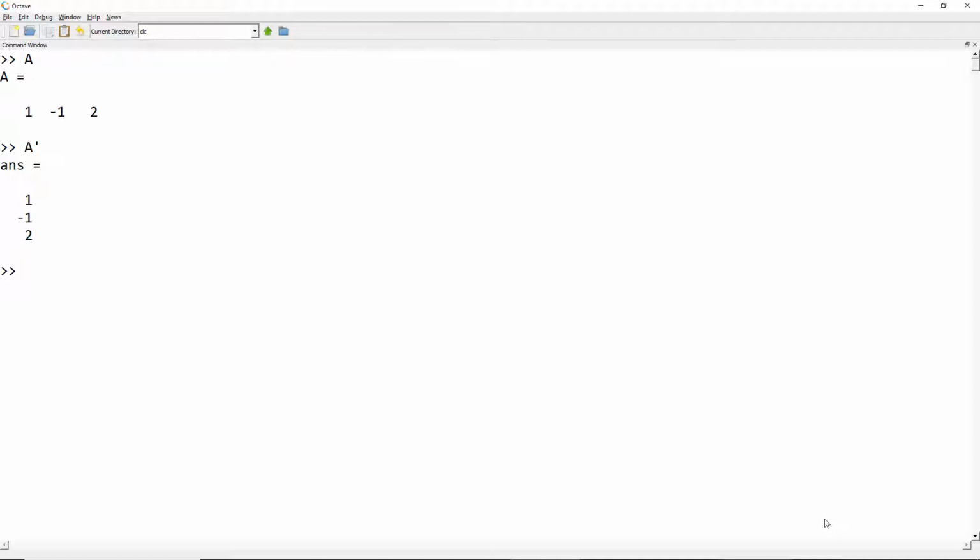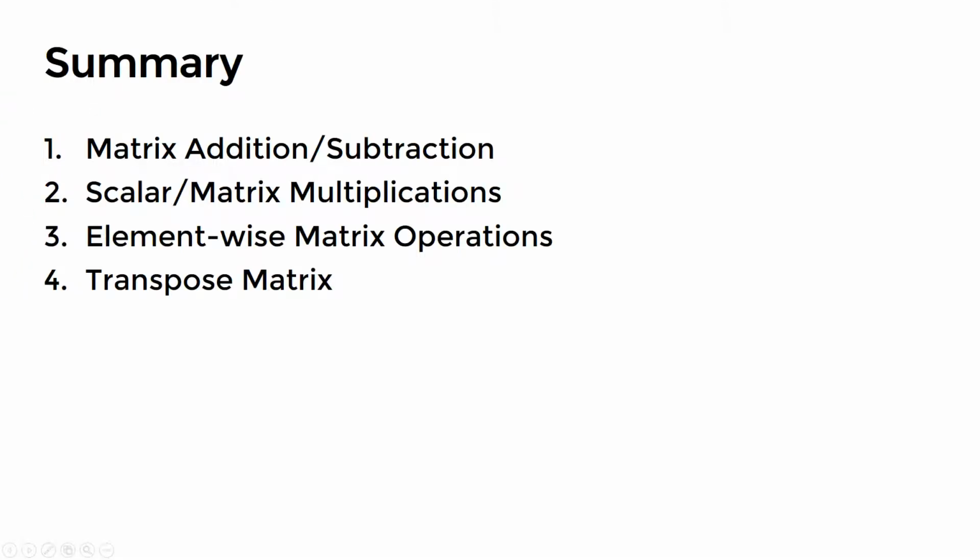In summary, we talked about matrix addition, subtraction, scalar, matrix multiplications, and followed by element-wise matrix operation and transpose matrix.